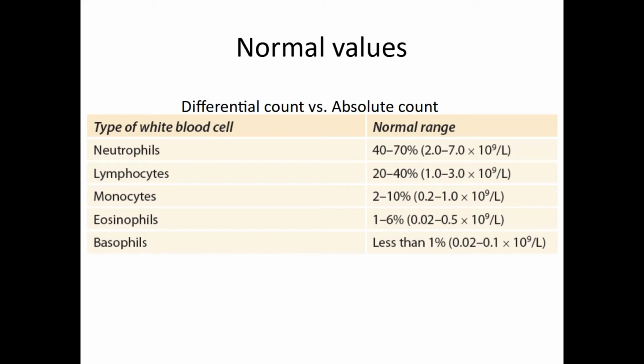Whereas if an absolute count is increased, then that signifies that there is a pathological alteration in the WBC count, whichever it could be, neutrophil or eosinophil or basophil, monocyte, lymphocyte, anything.